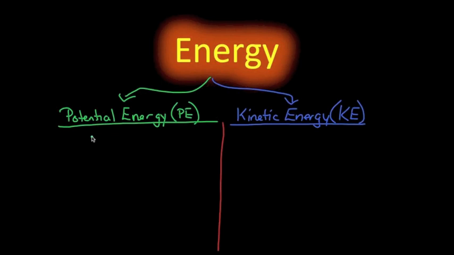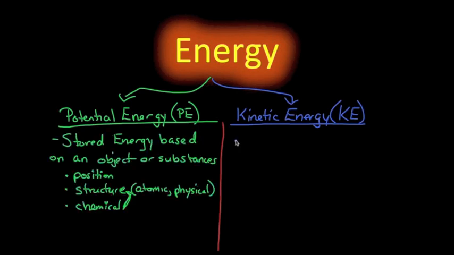Throughout this year, we're going to classify energy into two separate categories: potential energy and kinetic energy. Potential energy is defined as stored energy based on an object's position, structure, or chemical makeup. Kinetic energy is the energy of motion and may be based on the mass of a substance or object and its velocity, its speed in a specific direction, or the motion of the molecules it is made up of.